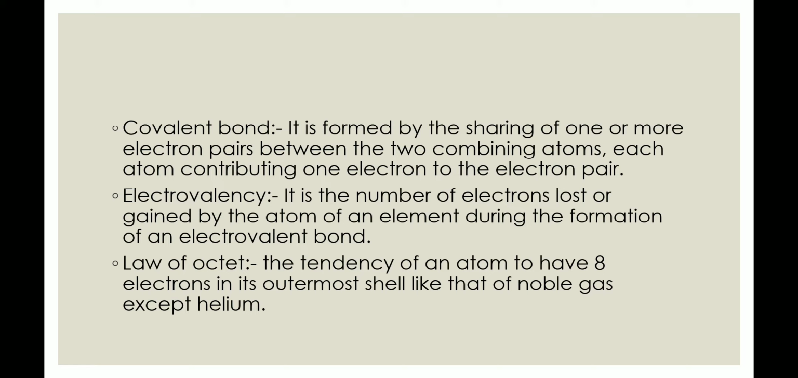So law of octet implies the tendency of an atom to have 8 electrons in its outermost shell, like that of noble gases except helium, because in noble gases the outermost orbit contains 8 electrons except helium. Helium contains 2 electrons, which is called a duplet. Having 2 electrons in the outermost orbit is called duplet, but having 8 electrons in the outermost orbit is called octet.